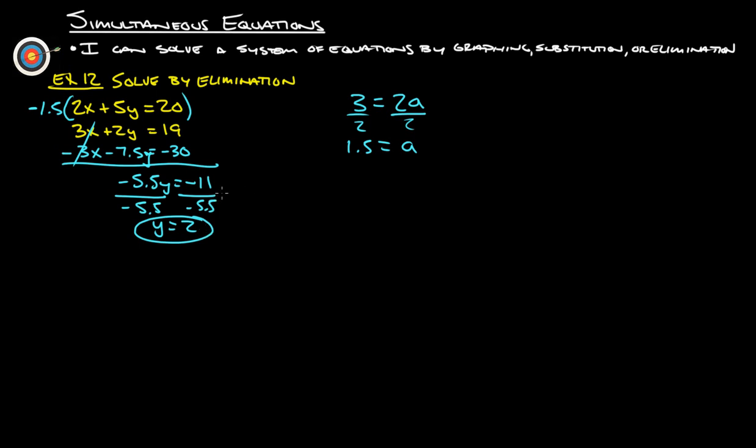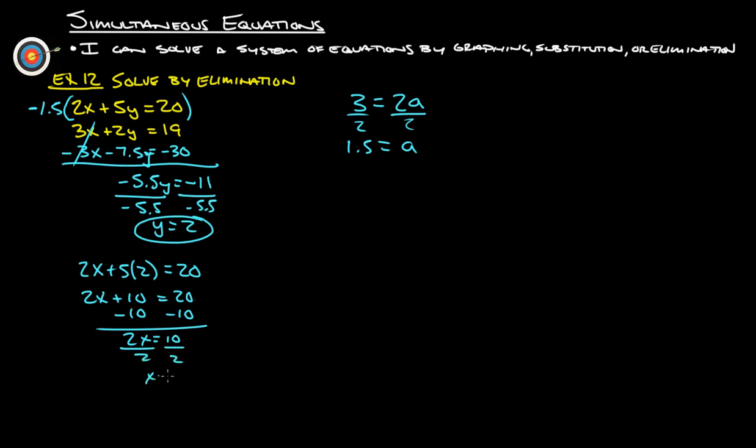Okay? So again, we found the y. So now we have to plug the y back into either one of those to get the x. I like this one here just because it's 2 instead of 3. 2x plus 5 times 2 equals 20. 2x plus 10 equals 20. Subtract 10 from both sides. 2x is 10. So we divide both sides by 2 and we get x is 5. Okay, so our solution to this thing here is 2, 5. That is our solution.